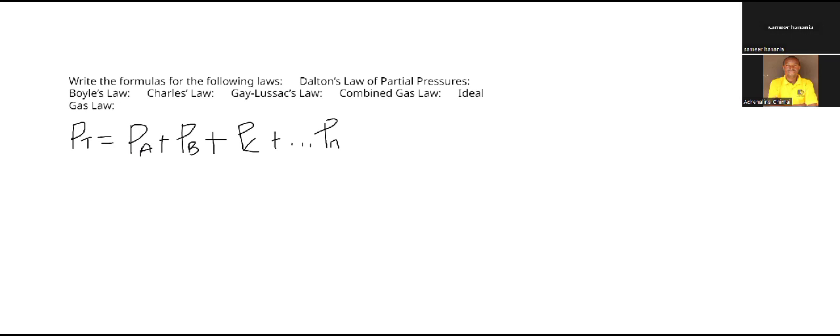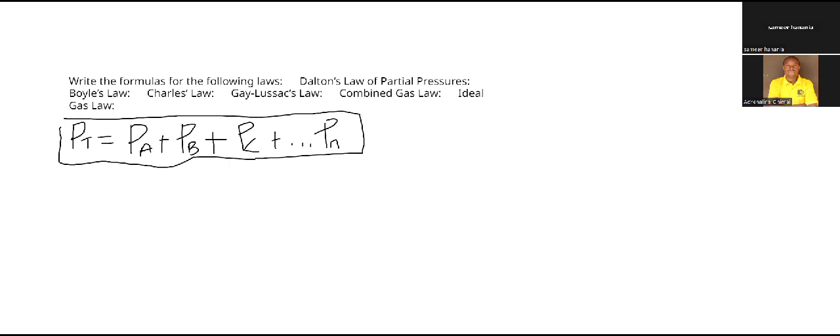This is for what now? This law is called Darcy's law of partial pressure. Is that clear now? Yes. Don't forget it. So the total pressure is simply equal to the partial pressure of each of the gases. The summation, when you sum the partial pressure of each of the gases. Is that clear?